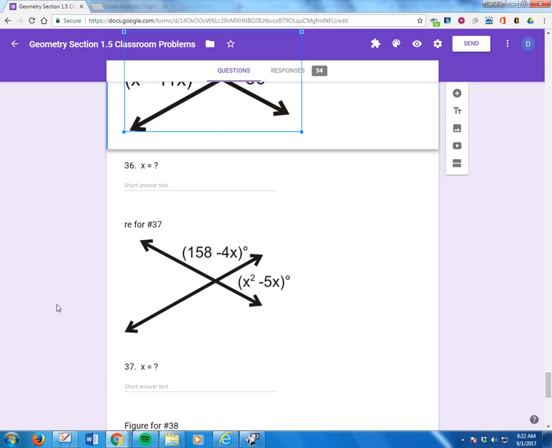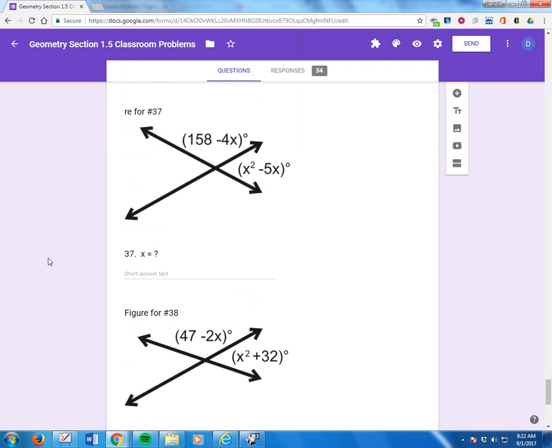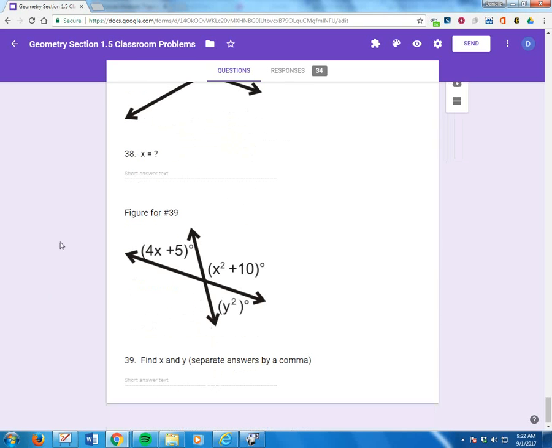And again, x squared minus 5x plus 158 minus 4x equals 180. Combine all your like terms, get everything moved over to the left, set it equal to 0, and factor. So if you've forgotten how to factor, you might go watch those videos. I'm just going to do 1.4 and 1.5 today because the quiz will just be covering these two. We'll review 1.6 before the test.